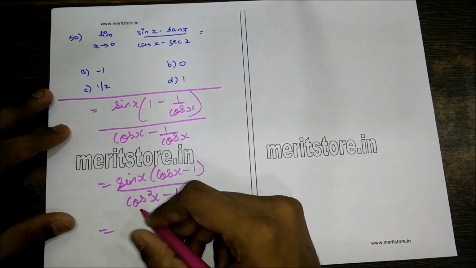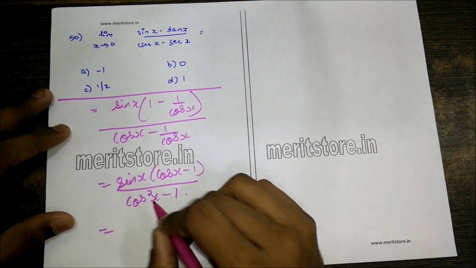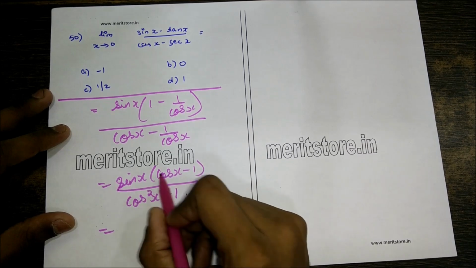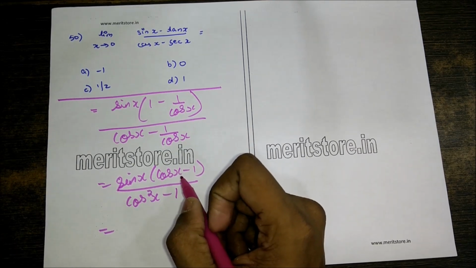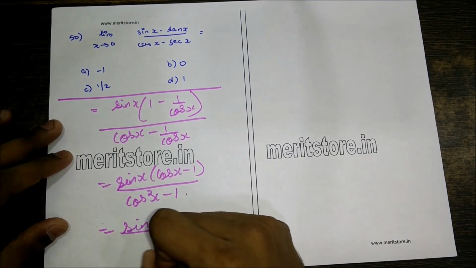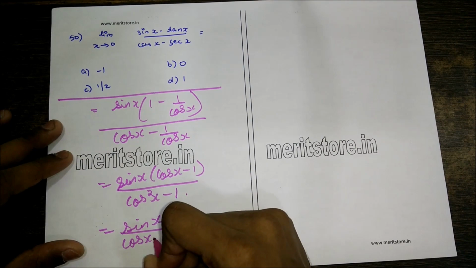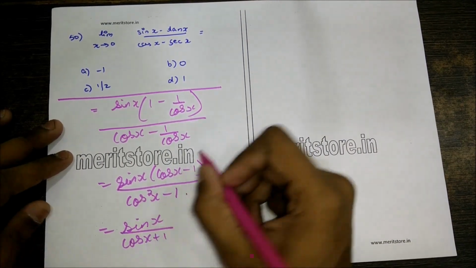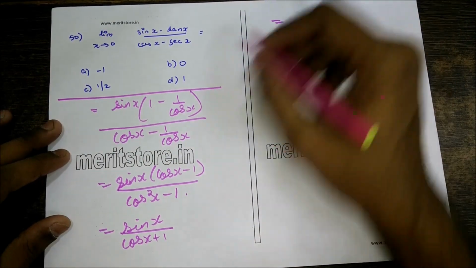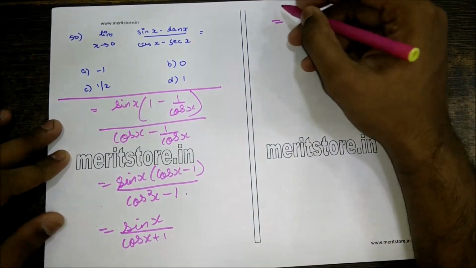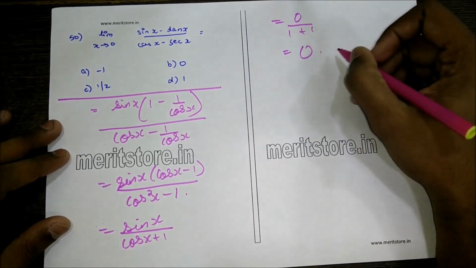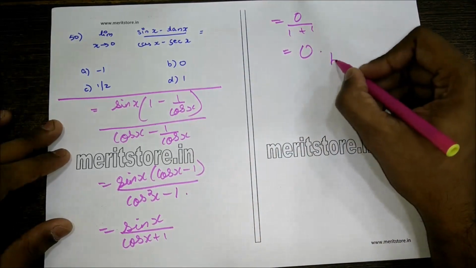Now cos square x can be written as it is, and sin x into (cos x minus 1) gives us only sin x upon (cos x plus 1), on cancelling out each other. Now applying the limit of x tends to 0 and substituting the values in this term, we get 0 upon 1 plus 1, which again is 0. That is option B.